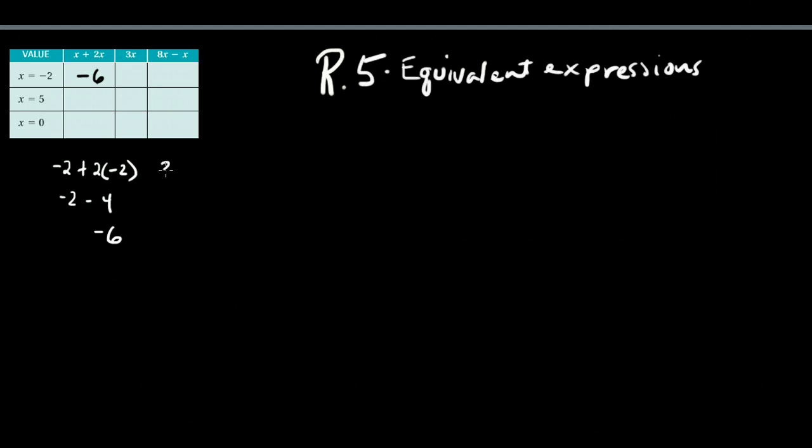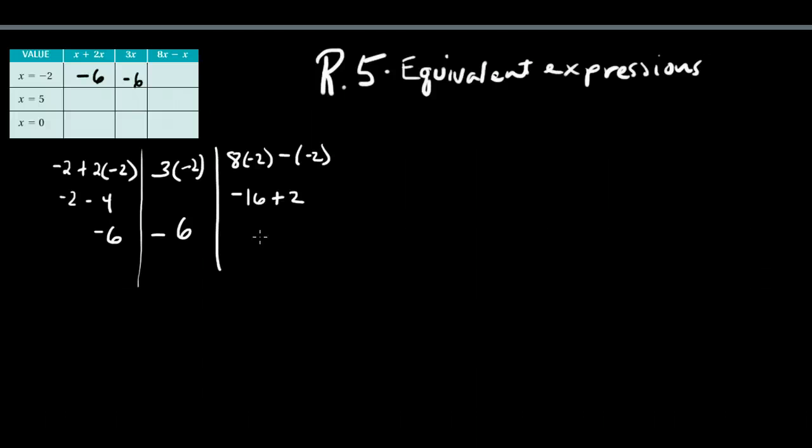3x. So if I have 3 times negative 2, well, 3 times 2 is 6, and a positive times a negative is a negative, so that one is also negative 6. And our third expression says 8 times negative 2 minus a negative 2. So that would be negative 16 plus 2, and that is a negative 14. So as you can see, the first two expressions both gave us negative 6. The third one gave us a negative 14.